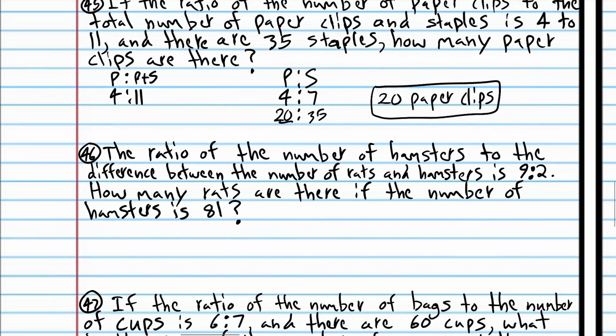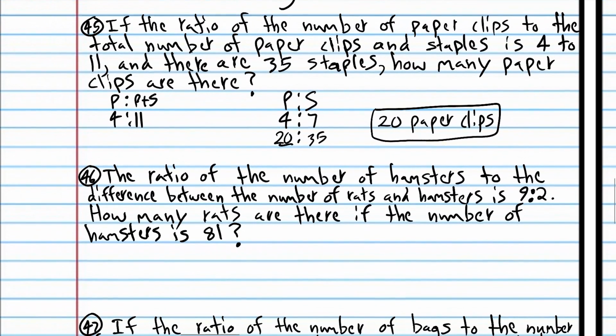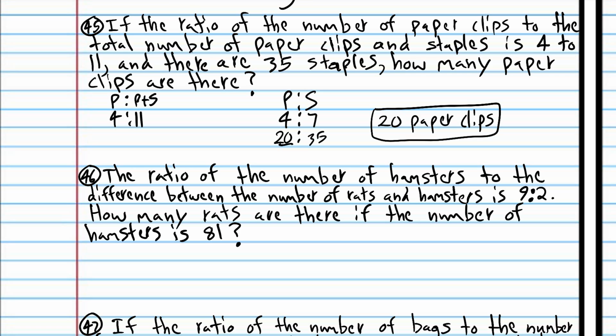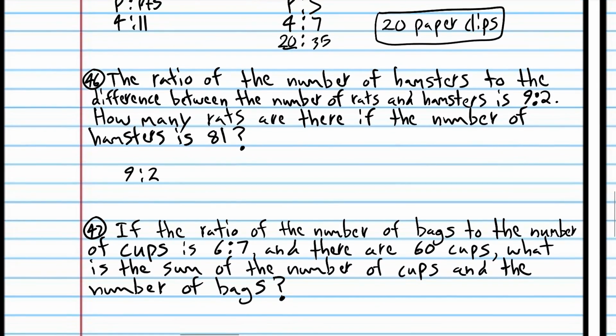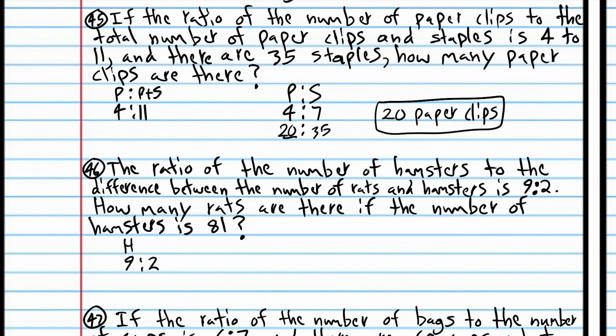Let's do another one of those together. The ratio of the number of hamsters to the difference between the number of rats and hamsters is 9 to 2. How many rats are there if the number of hamsters is 81? So let's write this ratio. We get 9 to 2, and that's the number of hamsters to the difference between the number of rats and hamsters. So that's R minus H.